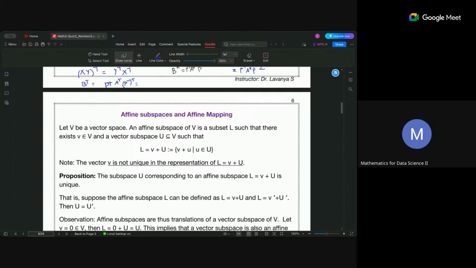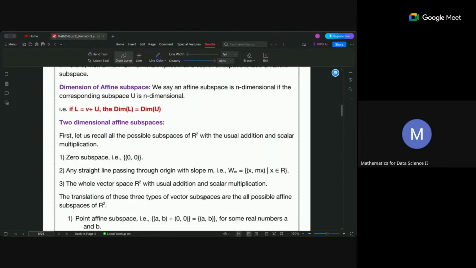What are subspaces? Let us start with R2. What are subspaces in R2? The line passing through the origin, entire R2, and the zero vector. So the zero space, any straight line passing through the origin, and the whole space. These are the possible subspaces of R2. Now imagine that you are just shifting everything to some other place. Then it is an affine subspace.